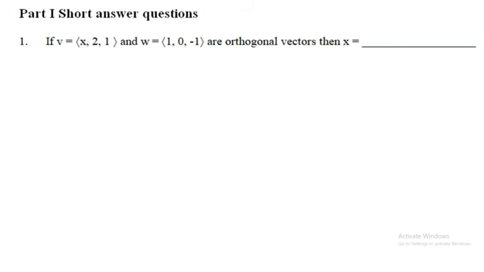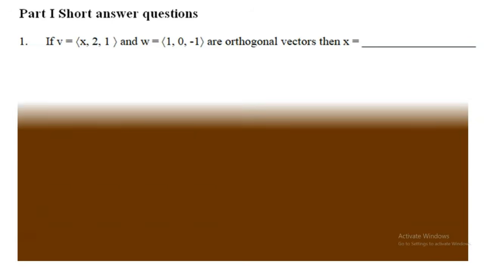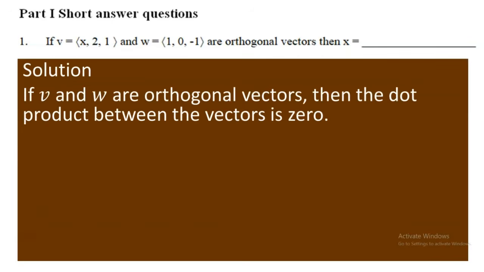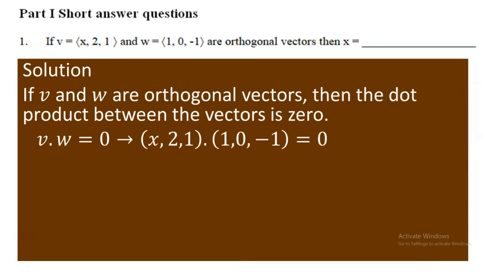Because of this, the dot product must make what? 0. And it is due to this concept that we can do this question. So the solution goes like this. Here is the concept I told you. So let you take these two vectors v and w as you see. Here I took the dot product between the two.